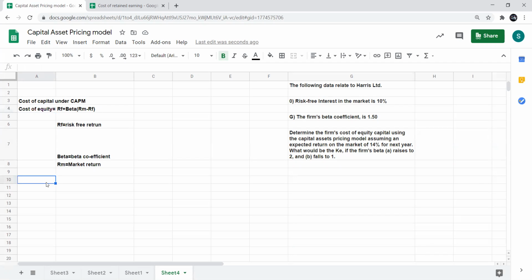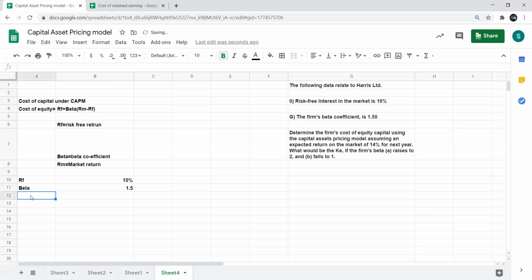First let me write the risk-free return. Risk-free return is denoted as RFR. They have given the risk-free interest in the market; as per the problem, it is 10%. First option itself they have given that. Followed by that, my beta factor is given to be 1.5.